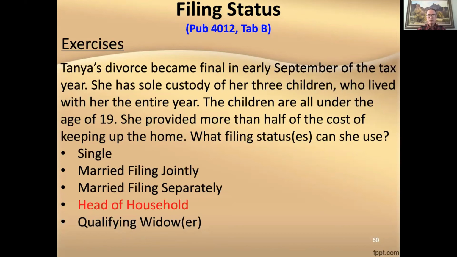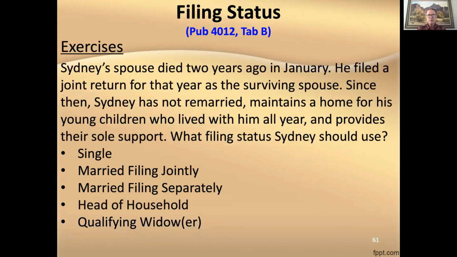Head of household. She has dependent children. Sydney's spouse died 2 years ago in January. He filed a joint return for that year as the surviving spouse. Since then, Sydney has not remarried. He maintains a home for his young children who lived with him all year, and he provides their sole support. What filing status should Sydney use?